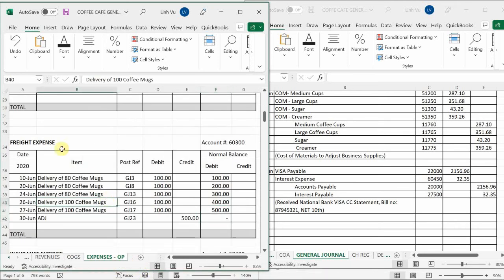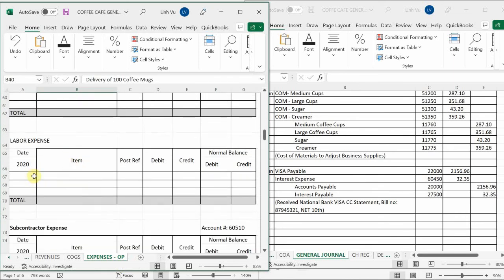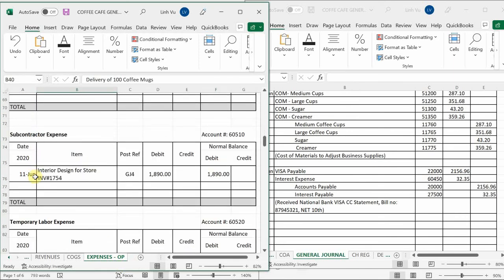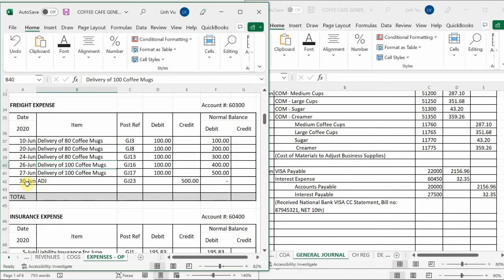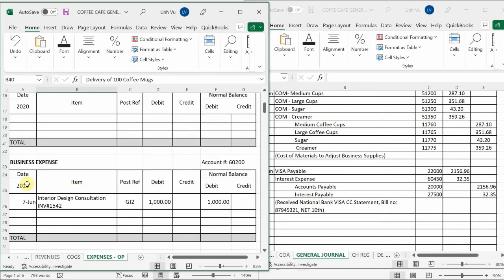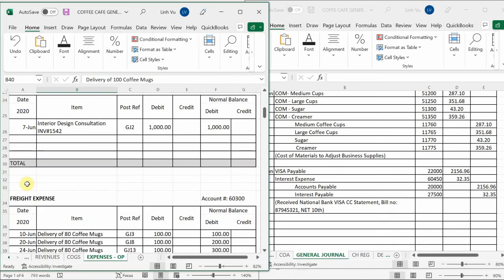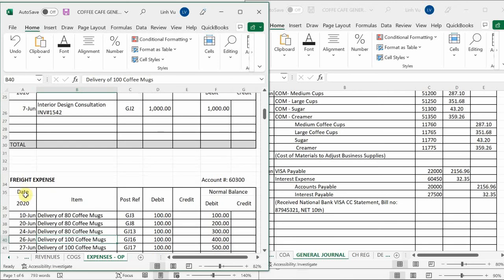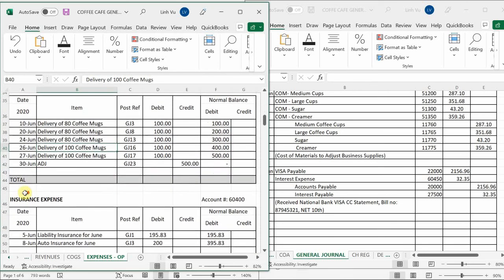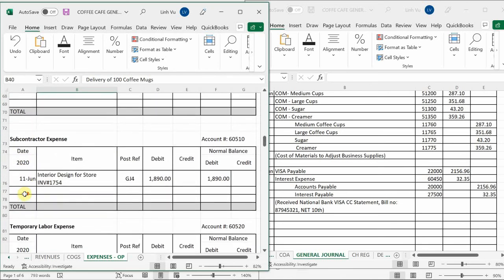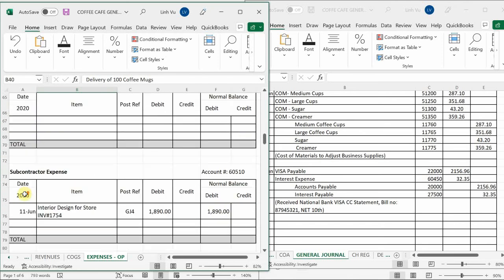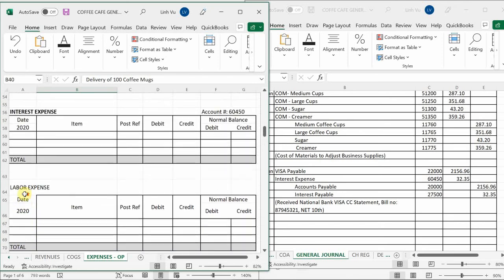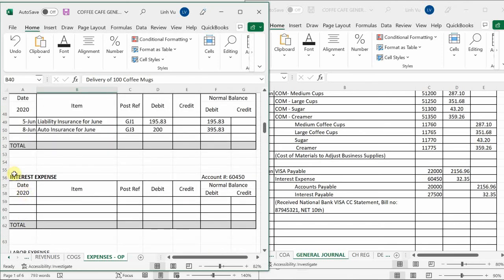$32.35 worth of interest. Okay, so here you go. Interest expense right here. Wait, that's freight expense. What am I looking at? Labor. There you go. Interest expense right here. It is $630.